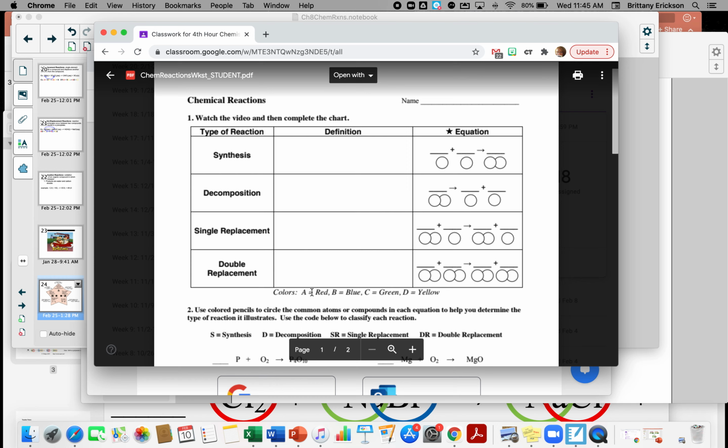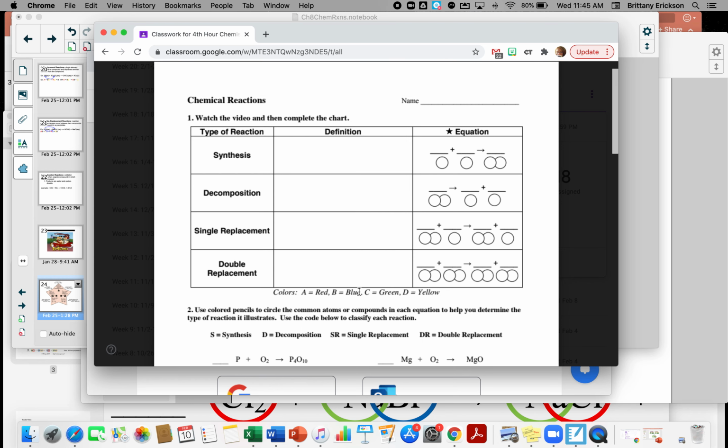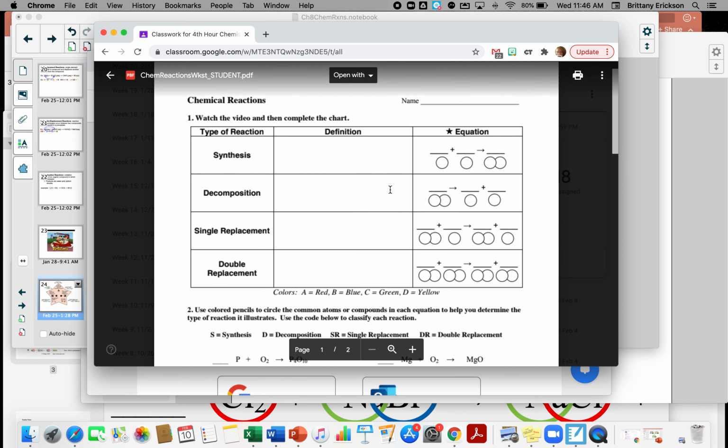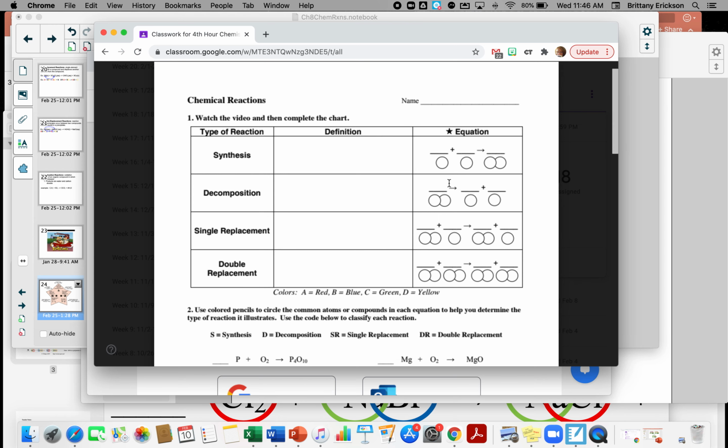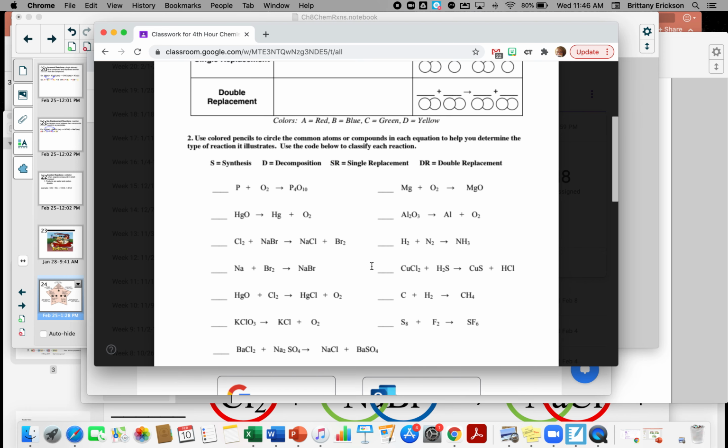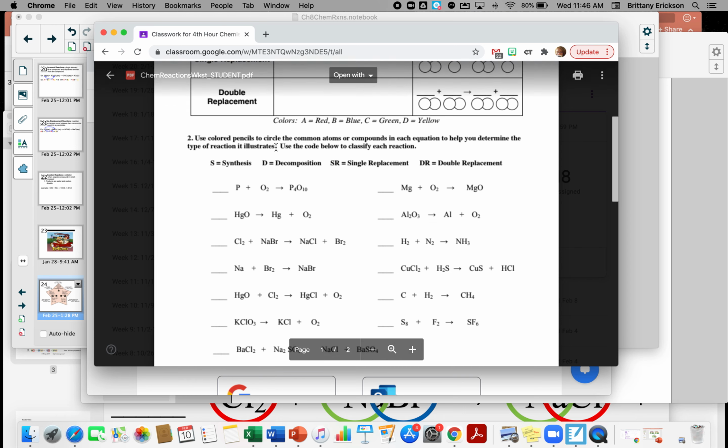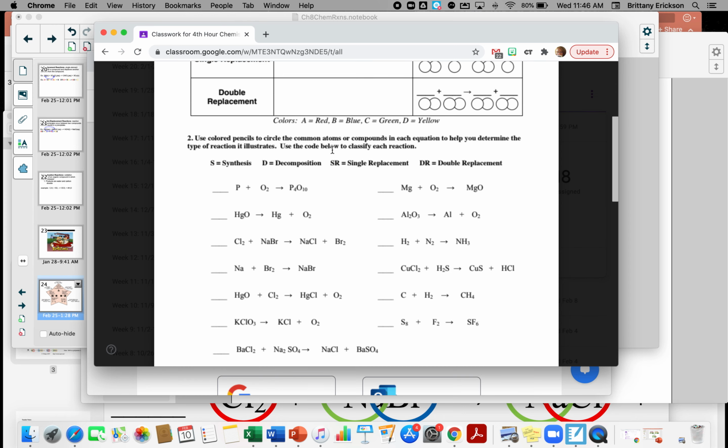Okay, so down here I have the color code chart where A is going to be red, B is going to be blue, C is green, D is yellow. So you would color in this one as red and this one as blue, and then this first one would be red, blue. So A plus B produces AB. You do the same thing for decomposition, write down the definition of it, but the generalized equation is AB produces A plus B. So it'd be red, blue breaks down into red plus blue, and so on and so forth. So you just have to identify, but then it also says that you have to illustrate it with some colors.